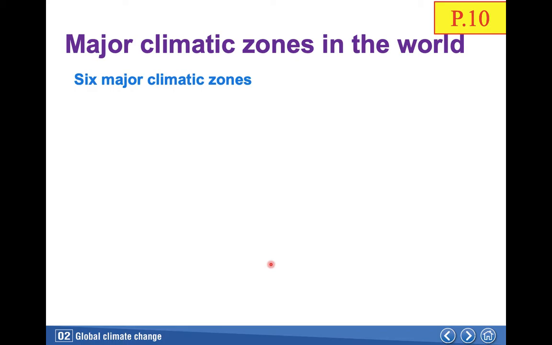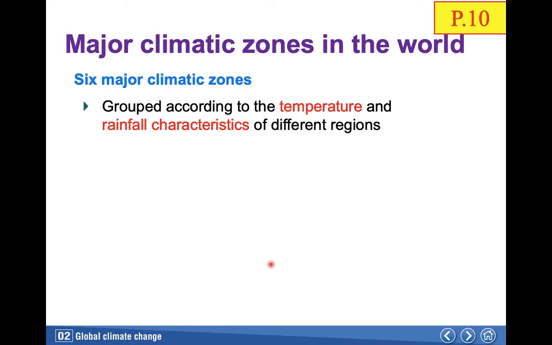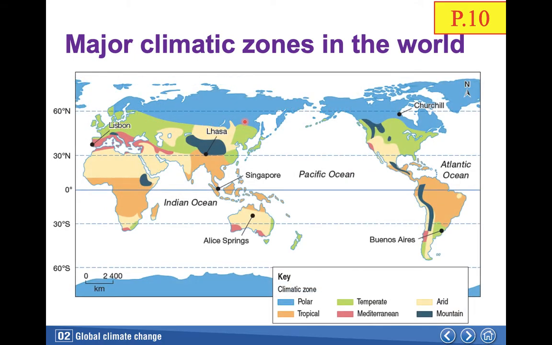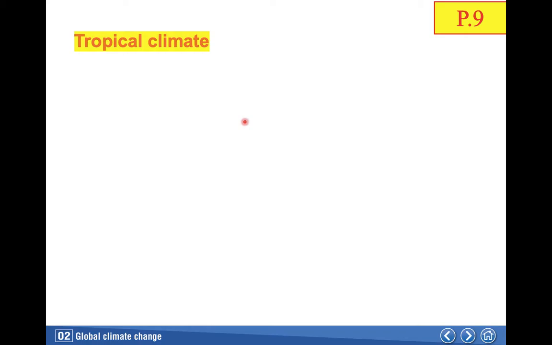Basically, there are six major climatic zones in the world. How do we categorize different places into different climatic zones? It's based on their temperature and rainfall characteristics. So we learn about the temperature and rainfall characteristics. From this map on page 10, first of all, we'll talk about the tropical climate.